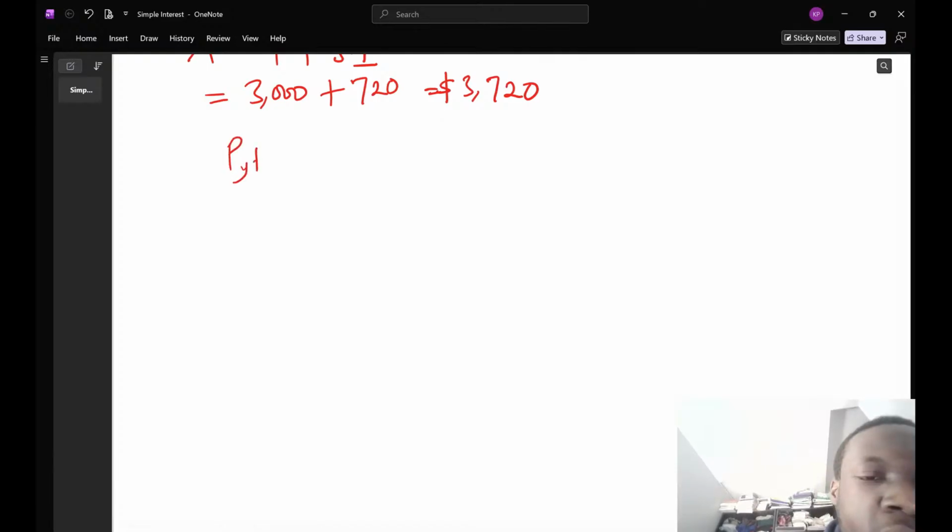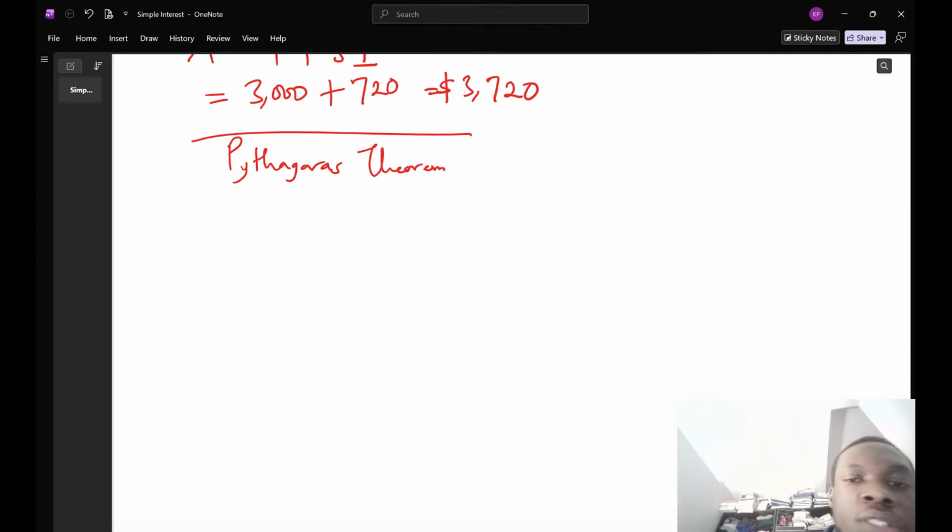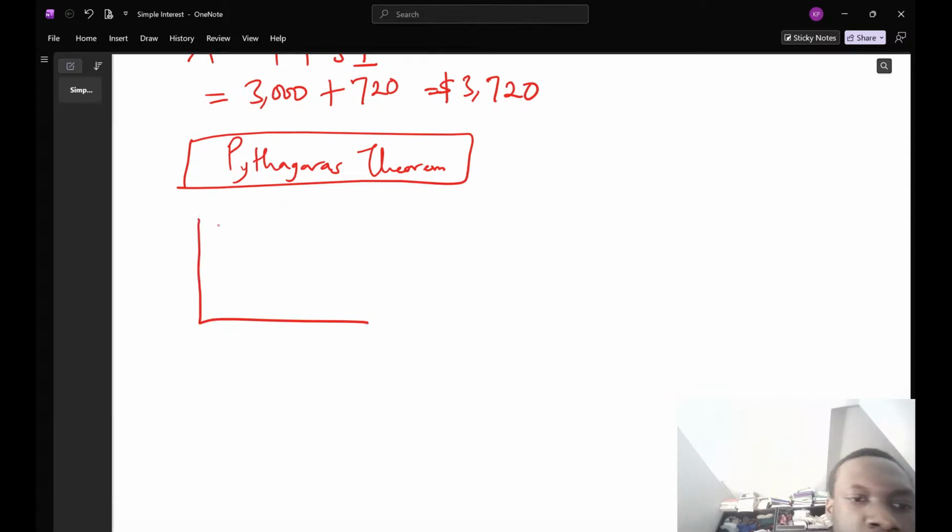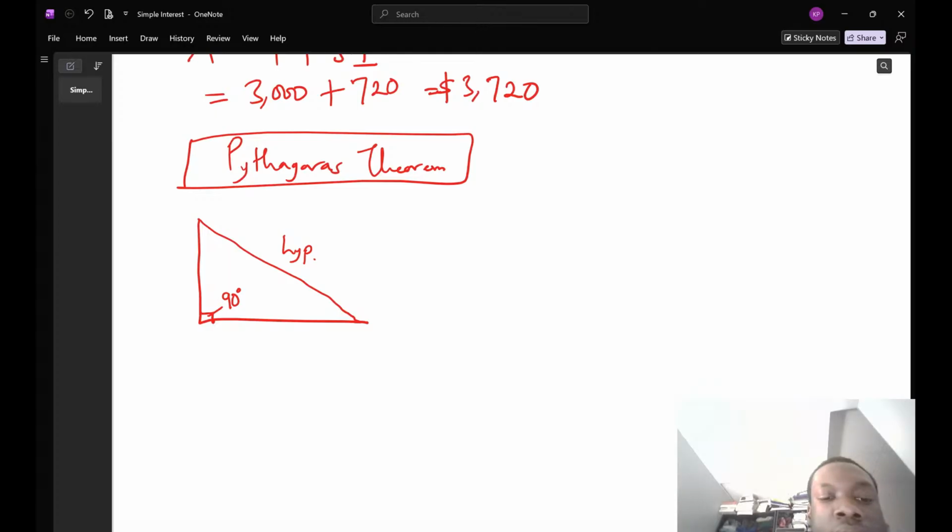So Pythagoras theorem. For example, we are given a right angle triangle. We have 3 sides of the right angle triangle. The longest side, which is the side facing this angle, this is a 90-degree angle, is called the hypotenuse. The side facing the angle is opposite, and then the last part is always the adjacent. So we have the hypotenuse, we have opposite, we have adjacent.